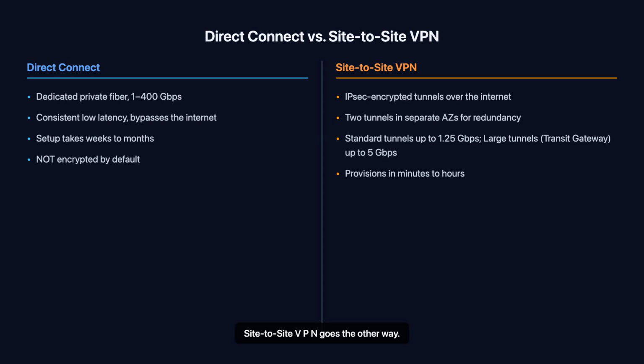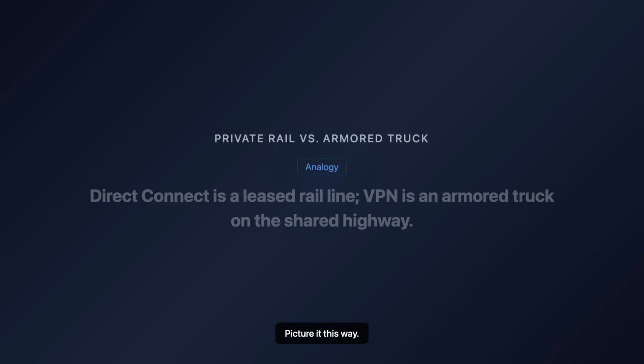Site-to-site VPN goes the other way. It builds IPsec encrypted tunnels over the public internet, two of them in separate availability zones for redundancy. Standard tunnels support up to 1.25 gigabits per second each. Large tunnels, which require transit gateway, now support up to 5 gigabits per second each. It provisions in minutes to hours, but because it rides the public internet, its performance varies. Picture it this way.